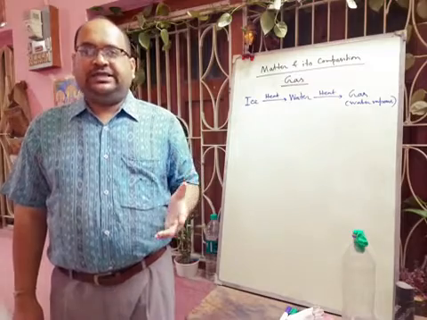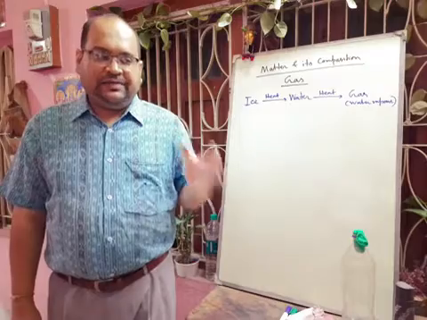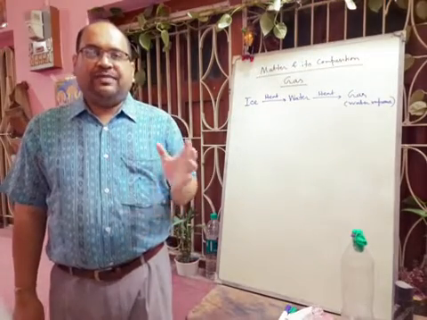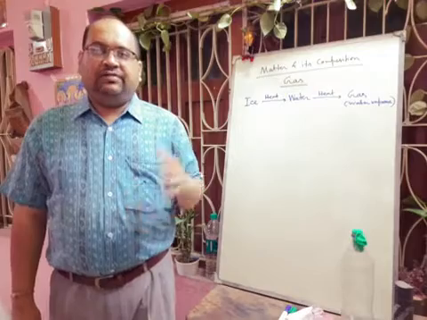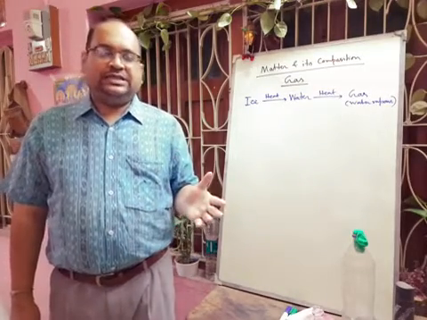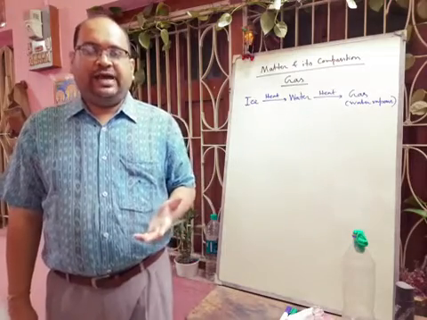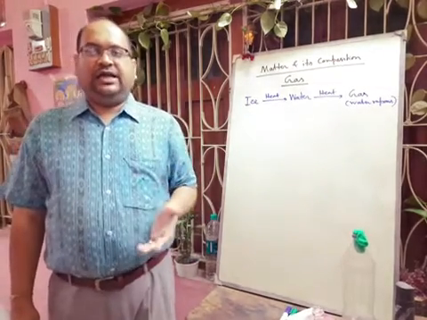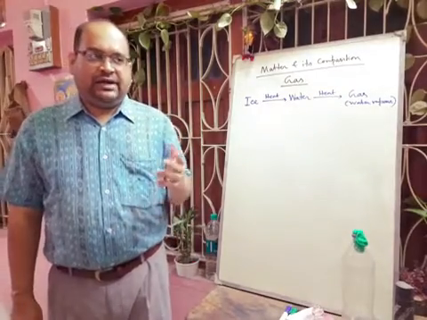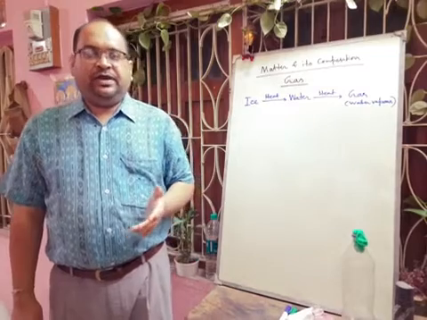Most of the gases are colorless, so it is very difficult to observe these gases. Some gases are colored, like fluorine gas, which is yellow in color. Chlorine gas is greenish yellow in color. Iodine gas is violet in color. Bromine gas is reddish brown in color. And nitrogen dioxide gas is also reddish in color.